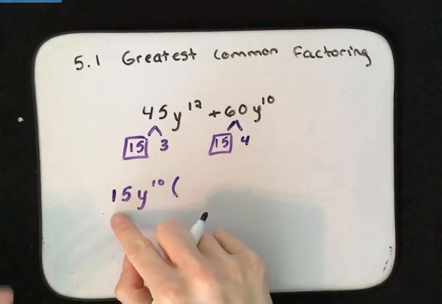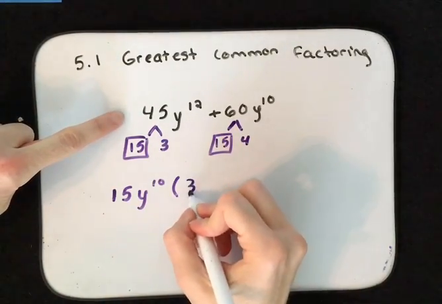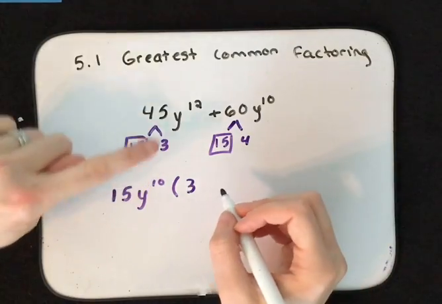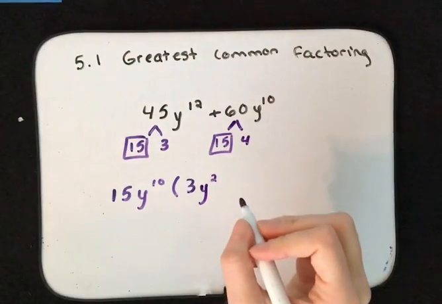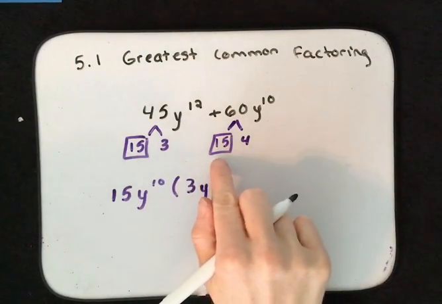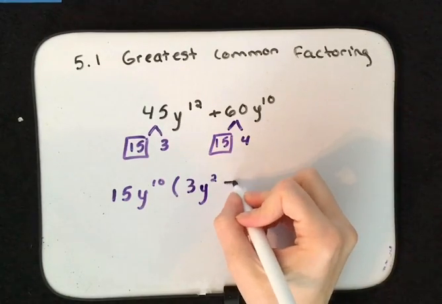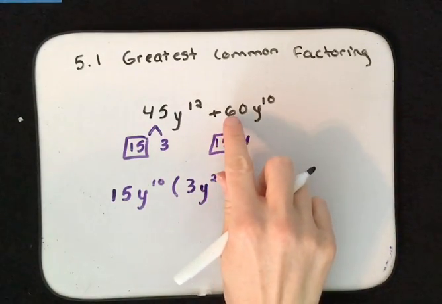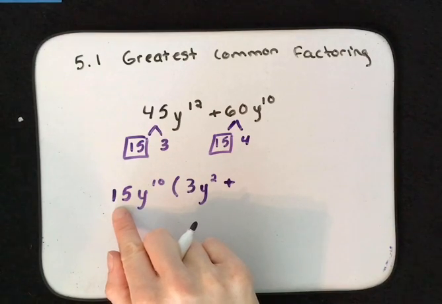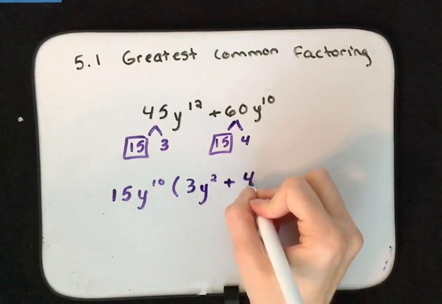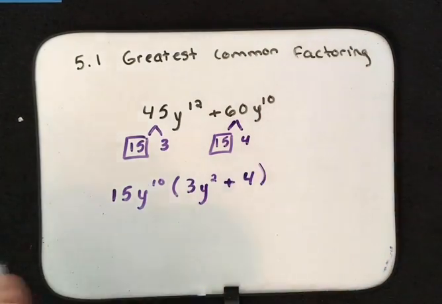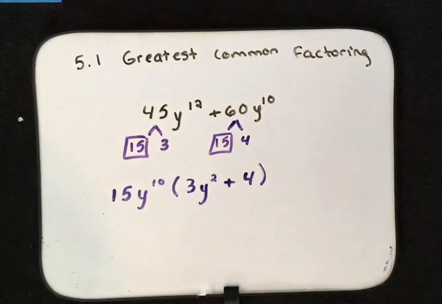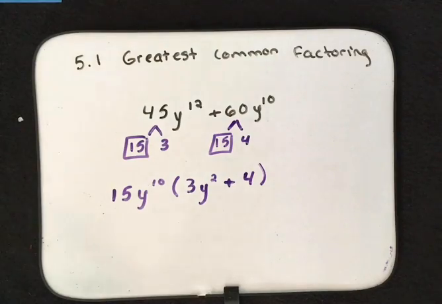Well here, 15 times 3 is 45, so I'm left with a 3. Y to the 10th, well I had 12, I took 10 of them away, so that means y to the 2nd is left over. I had a positive, I did not pull out any negatives, so plus from right here. I had 60, I pulled out, so I divided out a 15, so that leaves with 4. I also divided out 10y, so there's no y's left over. So that would be factored form. If you distribute back, you'll get back to your original expression. Let's try again.